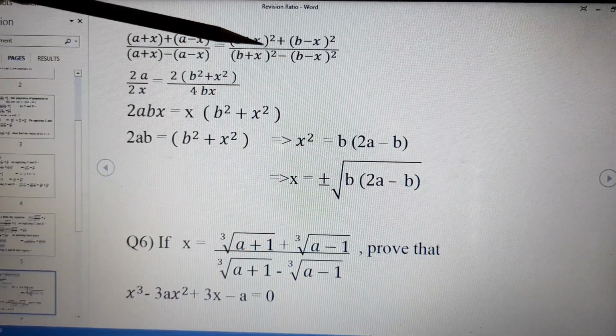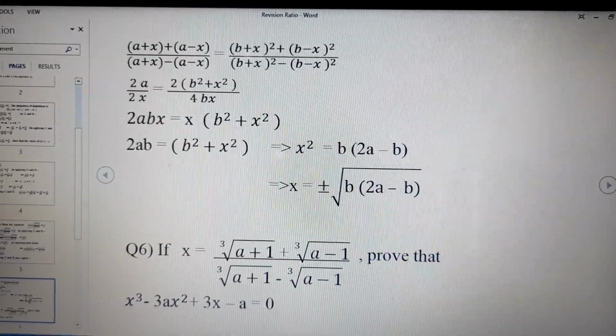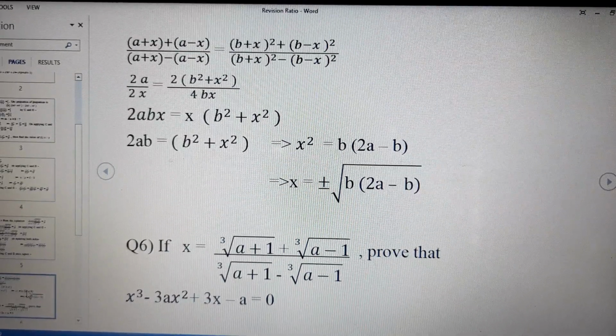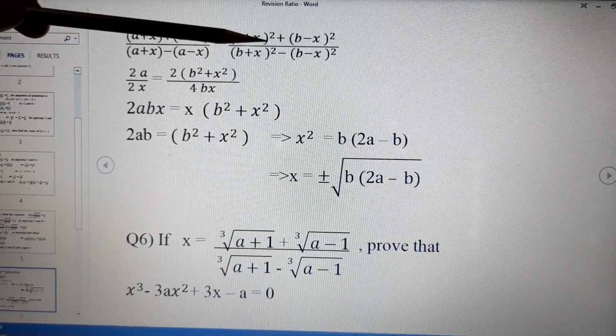And if we open this as a whole square, a square plus b square plus 2ab, then it becomes b square plus x square plus 2bx.